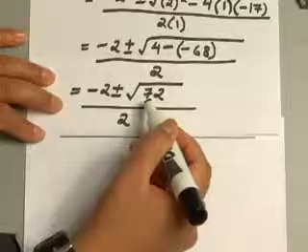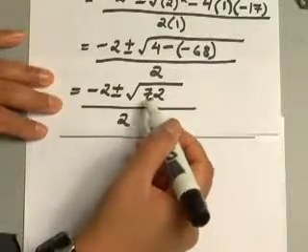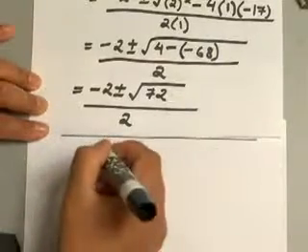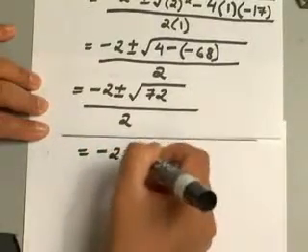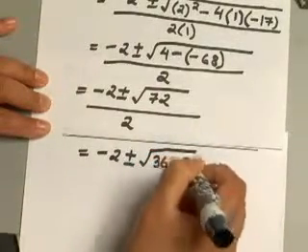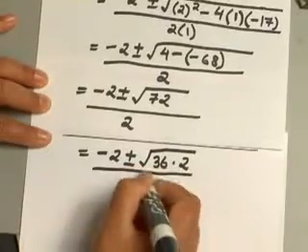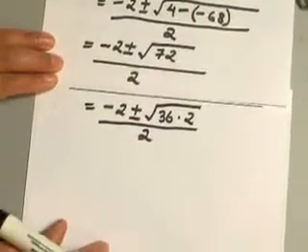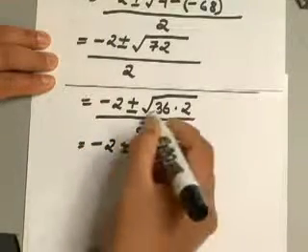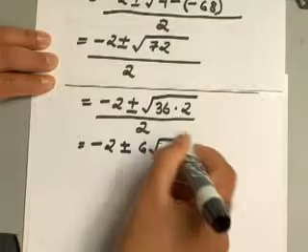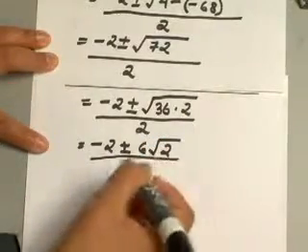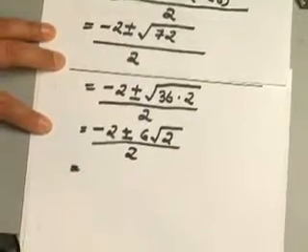So again, 72 is not a perfect square, so you need to see what you can simplify that into. You can write this as negative 2 plus or minus the square root of, you can write your 72 as 36 times 2, the whole thing over 2. Now we know 36 is a perfect square of 6, so the square root of 36 will come outside as 6. The 2 will continue to stay inside the radical, and again divide the whole thing by 2.